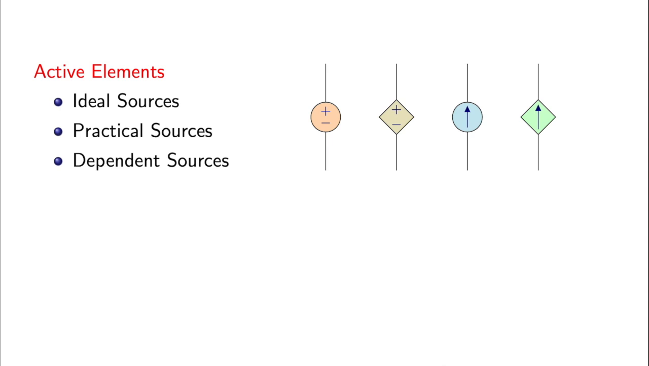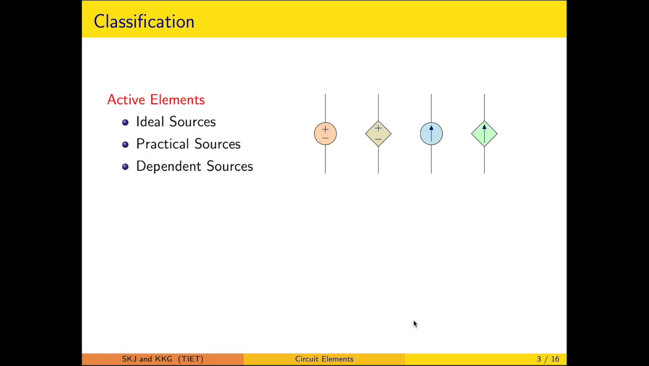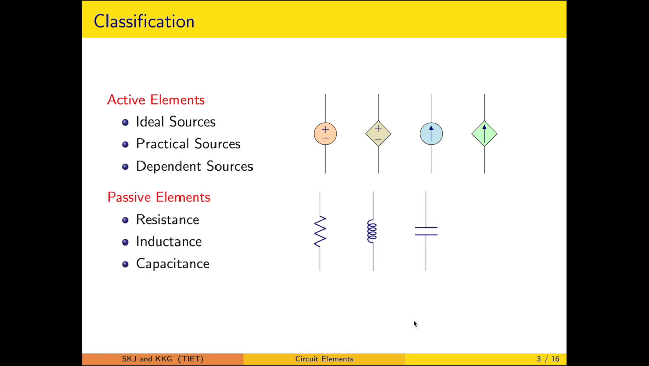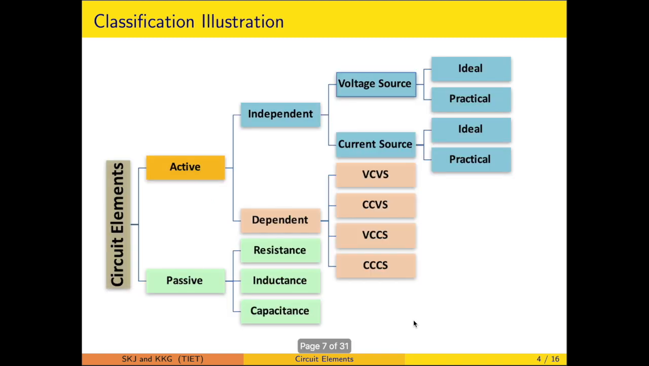Active elements can be classified on the basis of their nature: ideal sources, practical sources, and dependent sources. Ideal and practical can be considered under the category of independent sources. So dependent sources and independent sources, that is one classification. Passive circuit elements are resistance, inductance and capacitance. So broadly the components are classified as active and passive, that is one classification.